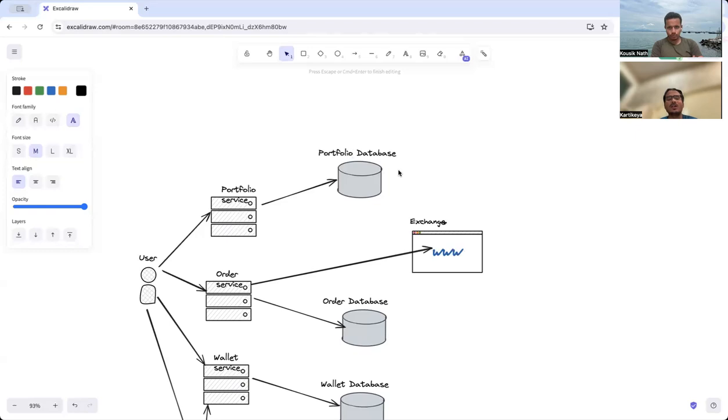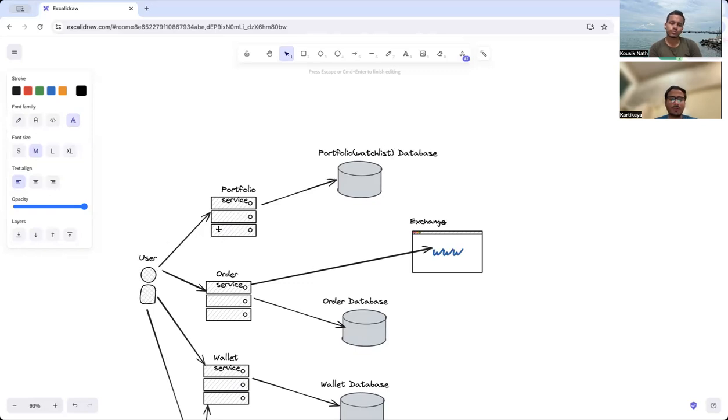But let's say later the system evolves and complex logic has developed in both of these things. Maybe we can separate them out. For now, we can go ahead with the same portfolio database. So here also, let me just write watch list as well.